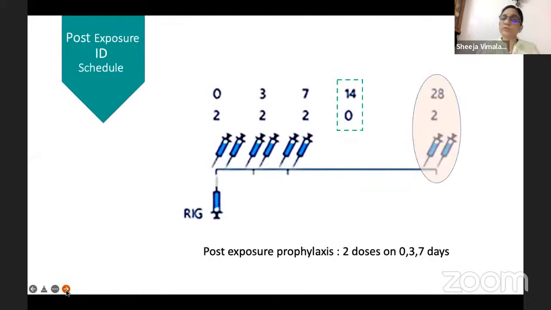What about post-exposure intradermal schedule? Here you know, right? Intradermal, you give 2 doses each visit for 0, 3, 7. And intradermal, you don't have a vaccine on day 14. So in the newer schedule, you don't have a vaccine on day 28 also. That means all you have is 3 doses on 0, 3, and 7.